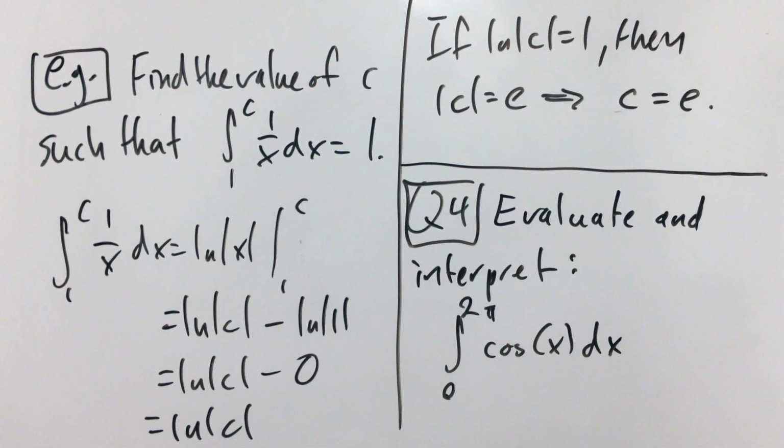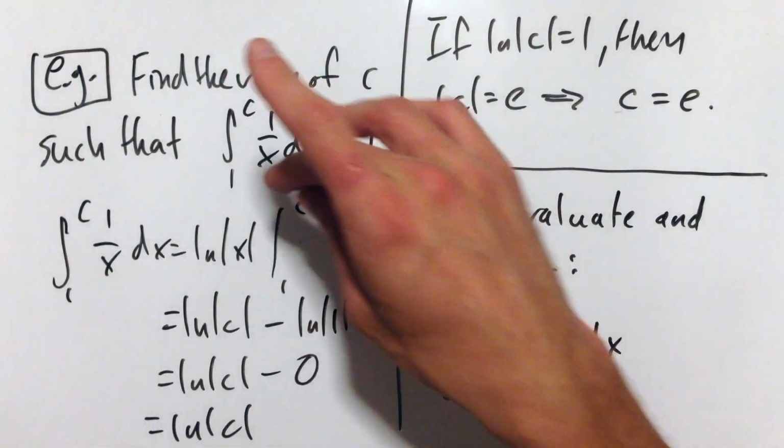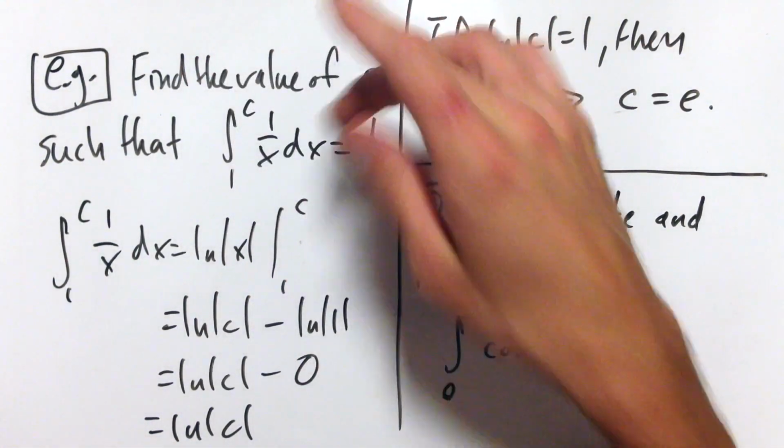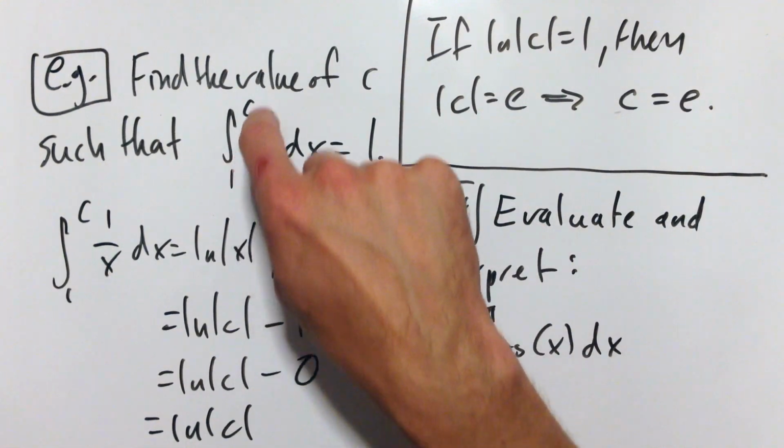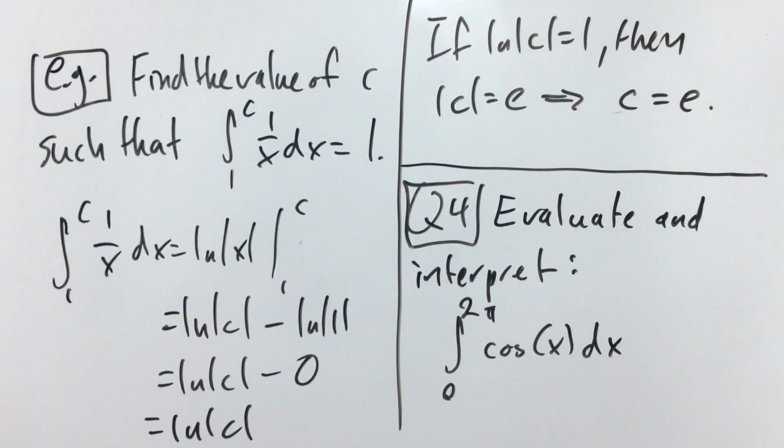So let's find the value of c such that the integral from 1 to c of 1 over x dx is equal to 1. This is really more of a variation on what would typically be a Calc 2 problem. Typically you're given the limits and you want to find the value. But here I'm giving us the value of the integral and I'm asking us to figure out what limit gives us this. So really you can interpret this as: what is the value of c such that the area underneath the curve 1 over x from 1 to c is equal to 1.